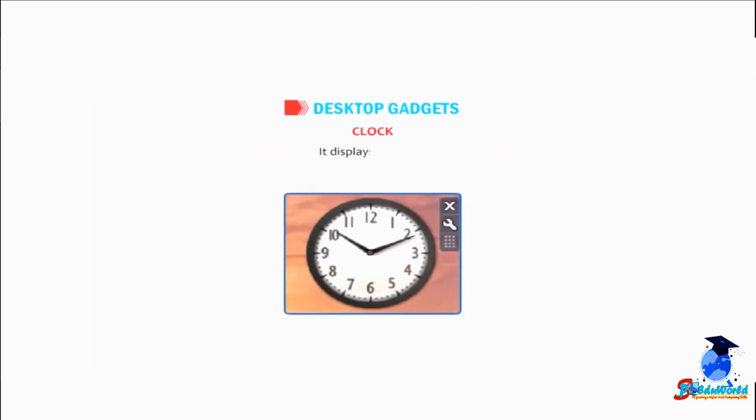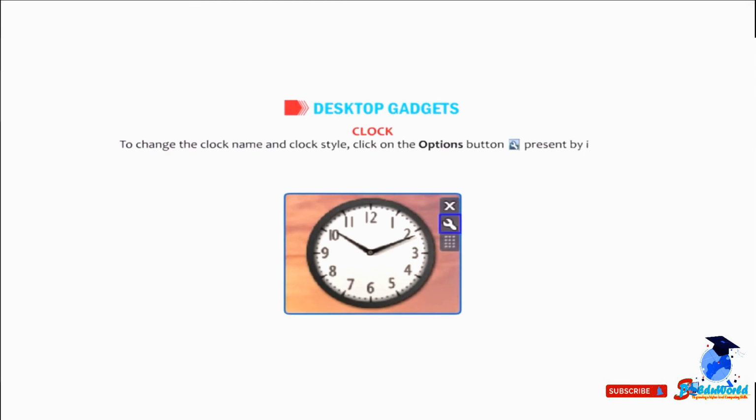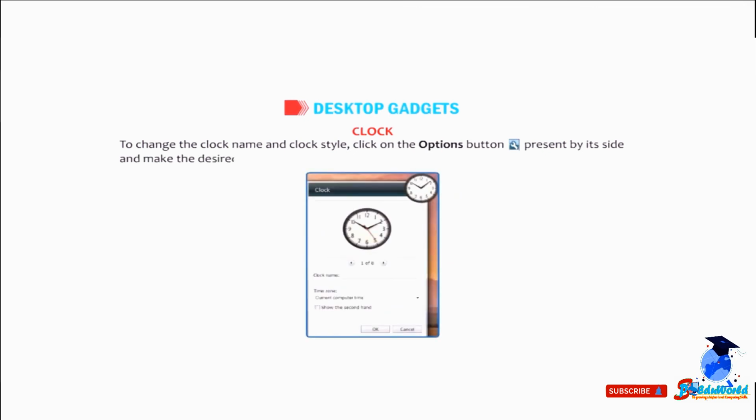Clock. It displays the time. To change the clock name and clock style, click on the Options button present by its side and make the desired changes.